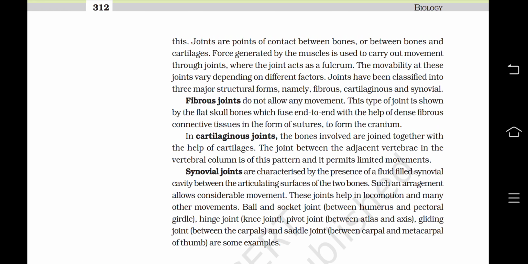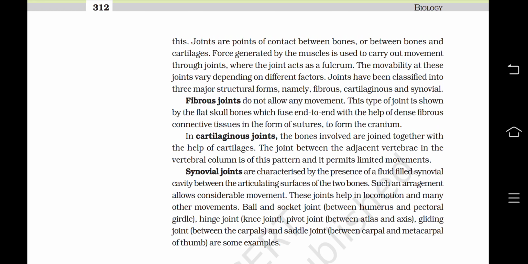Joints have been classified into three major structural forms, namely fibrous, cartilaginous, and synovial. Fibrous joints do not allow any movement. This type of joint is shown by the flat skull bones, which fuse end to end with the help of dense fibrous connective tissue in the form of sutures to form the cranium. In cartilaginous joints, the bones involved are joined together with the help of cartilages. The joint between the adjacent vertebrae in the vertebral column is of this pattern, and it permits limited movements.